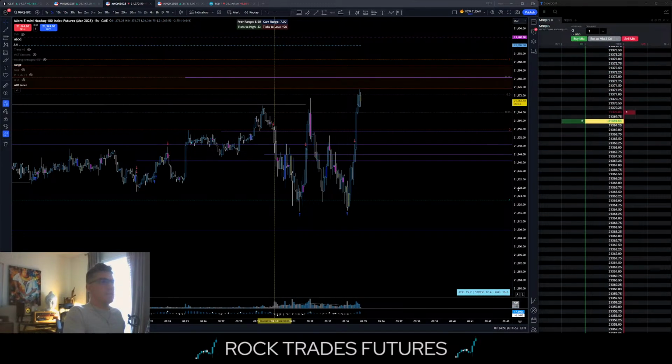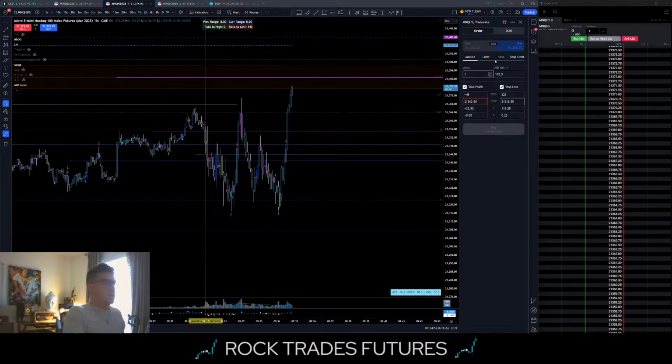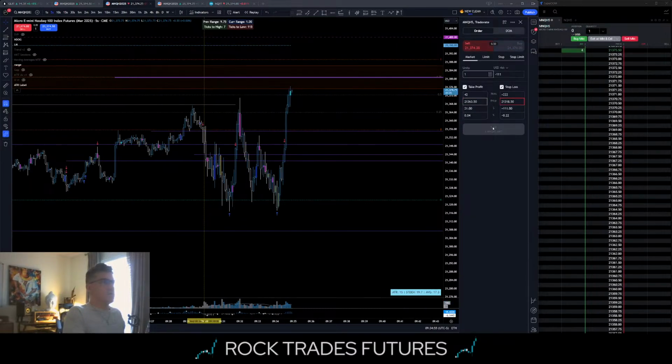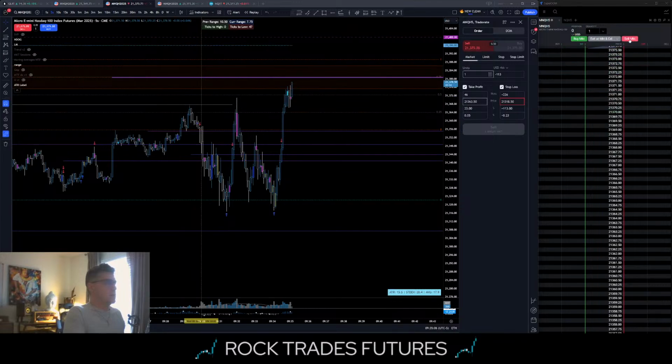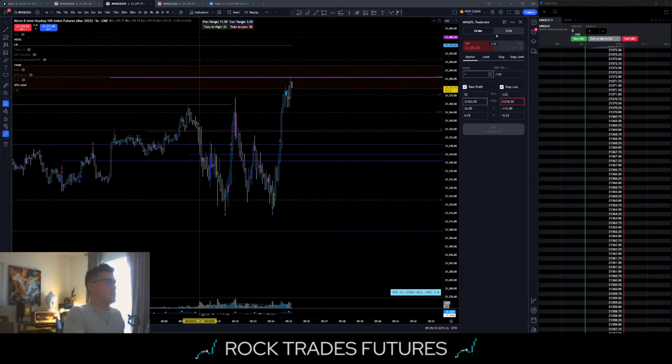Let's see here. I'll give her two. I'll practice a bracket order here. Also, I'm scalping 20 points, not 10 points, so that's kind of amazing. Let's see, I want to be aggressive in this area. Definitely want to be super aggressive if we get to midnight open.